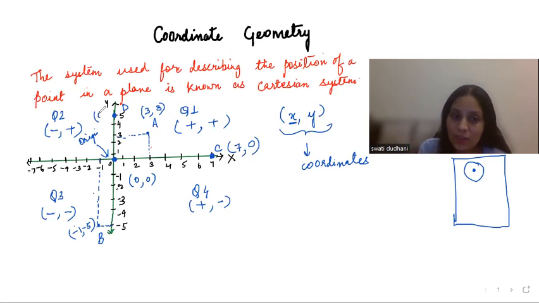So my x coordinate is going to be 0 and my y coordinate is going to be 5. So from this, we can understand that if my y coordinate is 0, that means the point is on the x-axis, and if my x coordinate is 0, the point is on the y-axis. So this was all about the basic concepts of geometry.